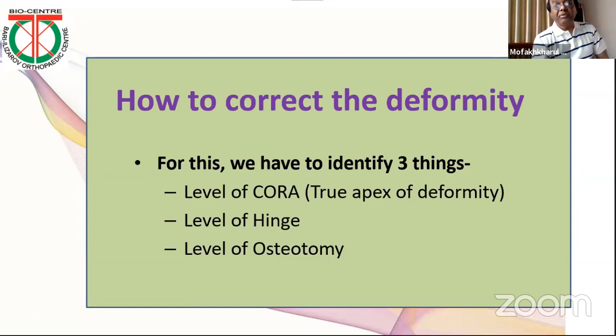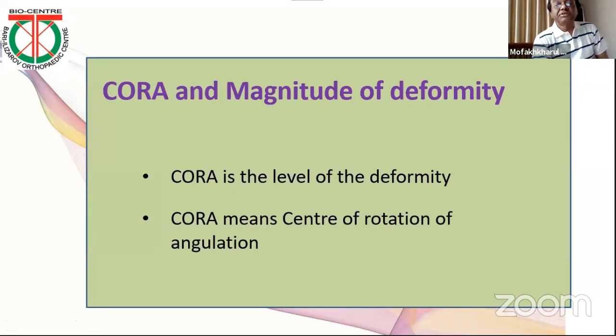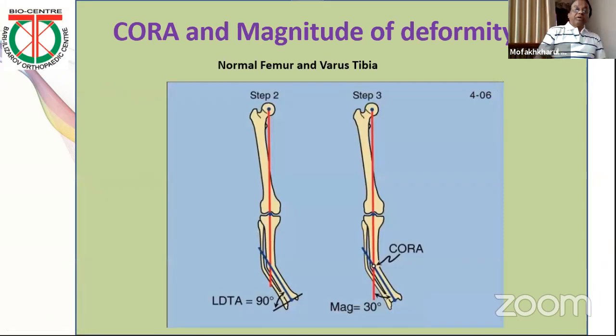How to correct the deformity? For this, we have to identify three things: level of CORA, the true apex of the deformity; level of the hinge, the place where you are going to place the hinge; and level of the osteotomy. These are very important things, dear friends. And center of rotation of angulation of the deformity. This is CORA, the true apex of the deformity. Now, I will sequentially go through CORA and magnitude of deformity.